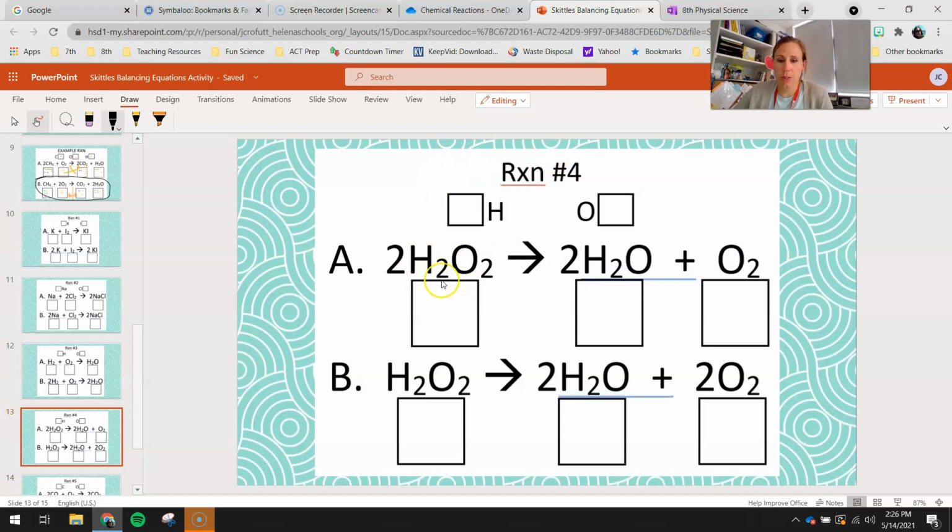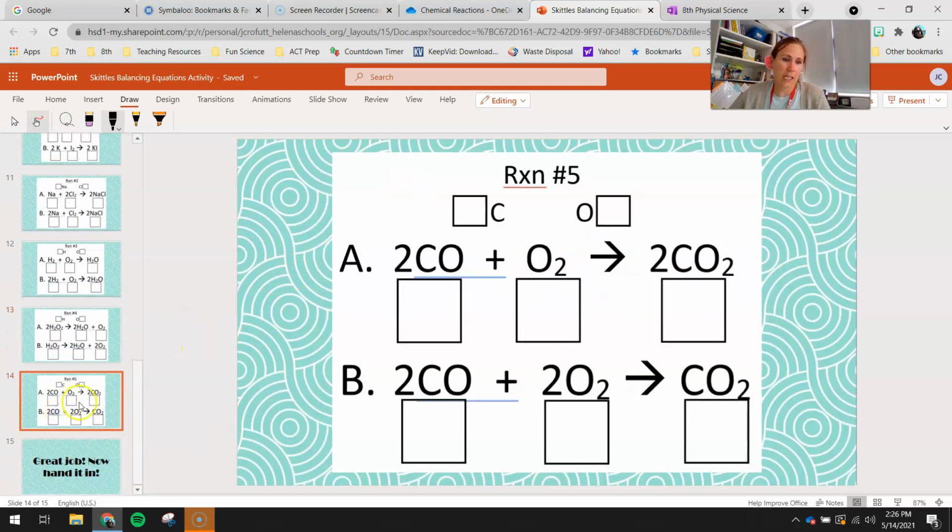H2O2 is hydrogen peroxide. It's that stuff you find in the brown bottle in your medicine cabinet that your mom would say, "It's not going to hurt." And then she'd pour it on an open wound and you'd be like, "Ah!" And it would bubble and sting and you'd blow on it to try to get it to go. That's hydrogen peroxide. It breaks down to form water and oxygen. And then finally, we have carbon monoxide plus oxygen reacts to form carbon dioxide.